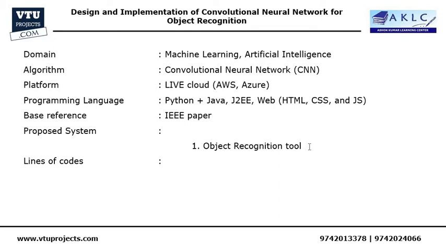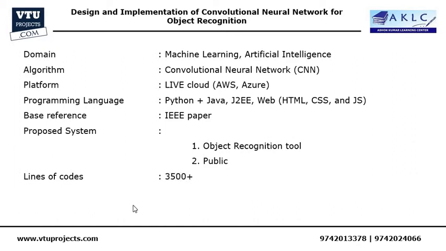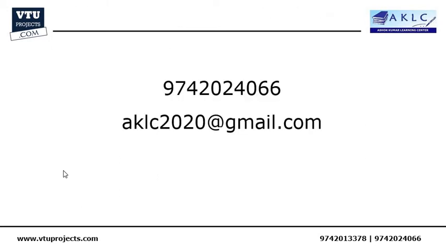Okay, so that's one thing we are going to implement, and the second thing we are going to implement is to make this project available to the public. Because we are implementing this project on live cloud, anyone across the world can reuse our project. And for implementing this project we will be requiring around 3,500 lines of code.